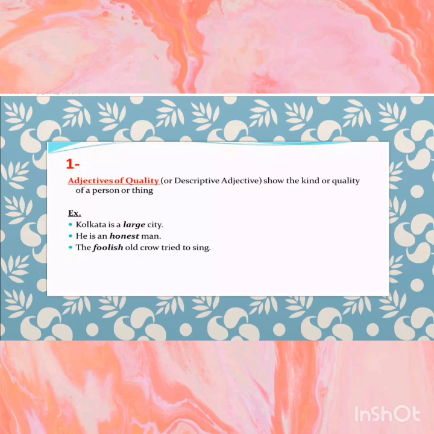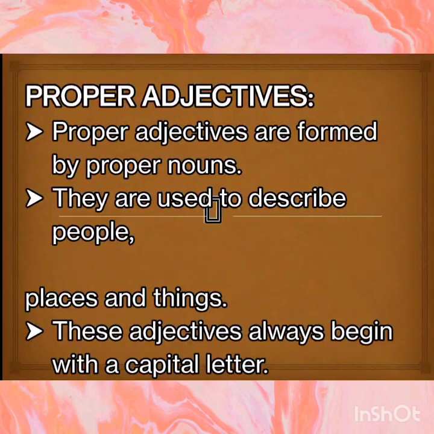So, dear children, the words large, honest, and foolish, they talk respectively about the nouns city, man, and crow. They are talking about the quality or they are describing these nouns. That is why these are known as the adjectives of quality.